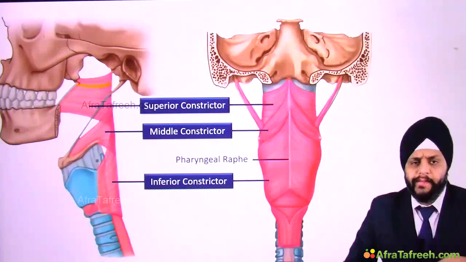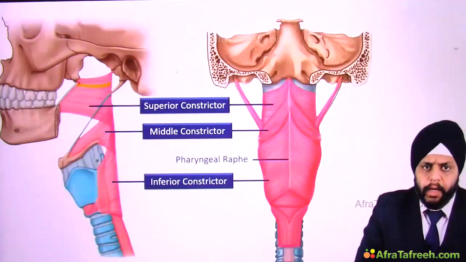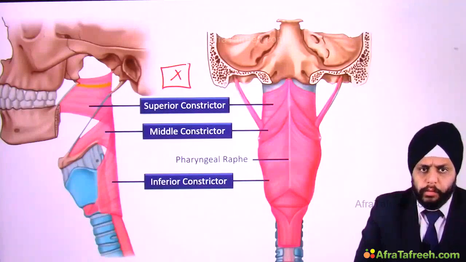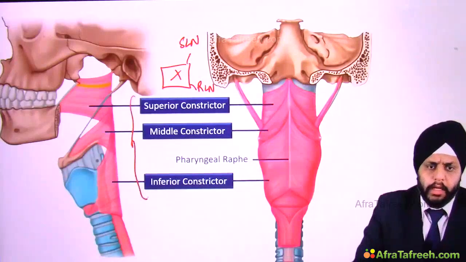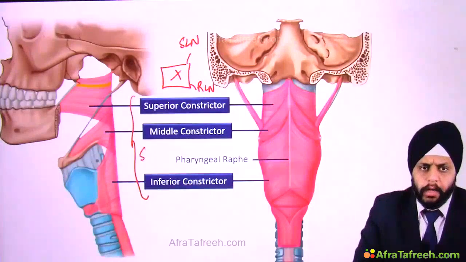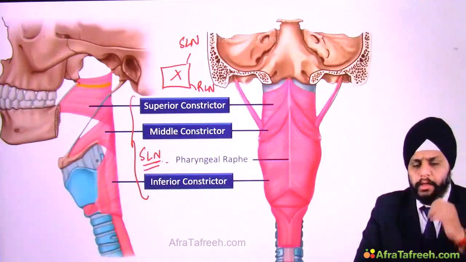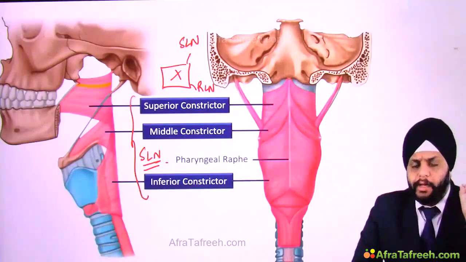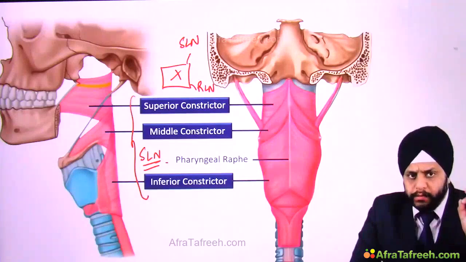So now all these muscles, they're supplied by vagus, 10th cranial nerve. Now vagus has two terminal branches, superior laryngeal nerve and recurrent laryngeal nerve. All these three muscles, they are supplied by superior laryngeal nerve. Okay, over here I would like to point out that the nerve supplying them is vagus.